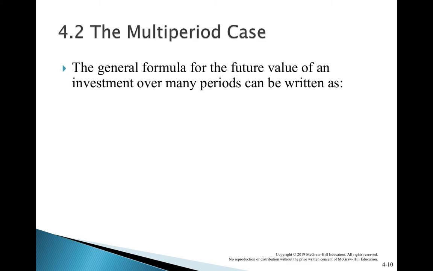Now in this section we will discuss the multi-period case. The general formula for the future value of an investment over many periods can be written the same way. You have seen future value is equal to present value multiplied by 1 plus r. We did not write the power t there because it was 1 period, 1 year. If it is multi-period, 2 years, 3 years, 5 years, then it is simply 1 plus r to the power t.